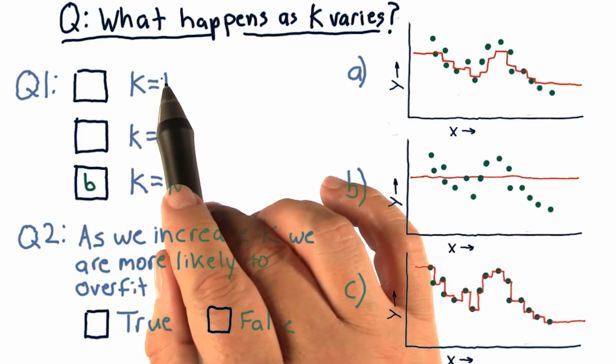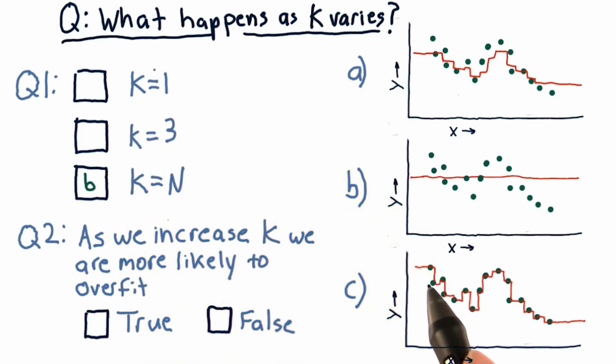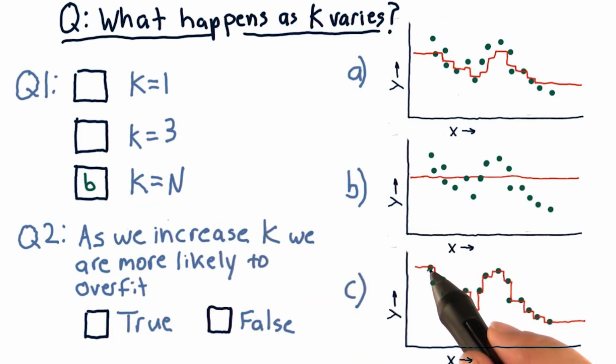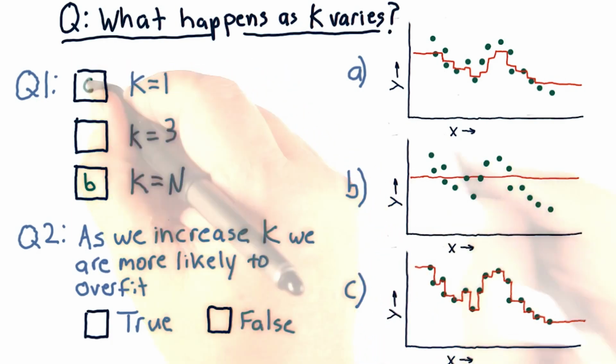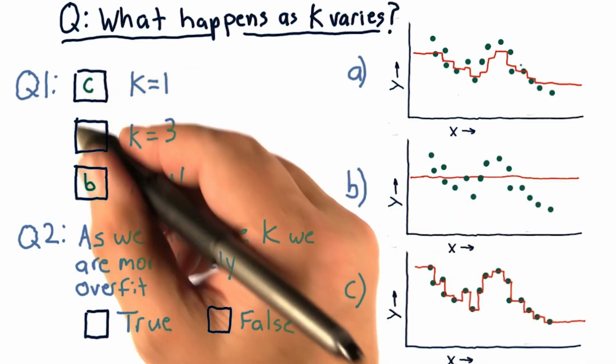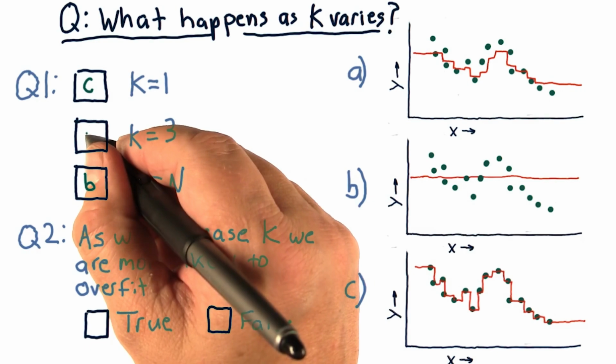Let's do this one next, k equal 1. We know that this model is going to tag each point exactly because when we're at that data point, we'll have exactly that value. So this model steps up and down and tags each individual point exactly. So that's C. And then this one is k equal 3, which we already looked at, A.